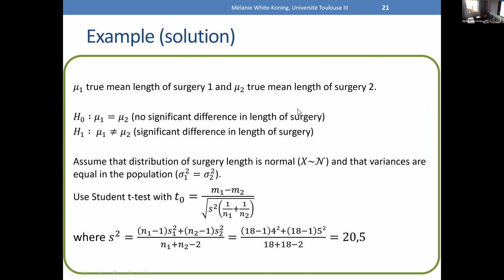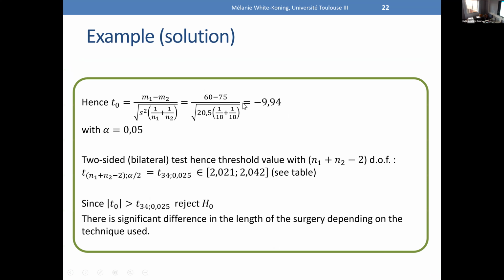First, maybe you can give us the value of S squared. So S squared is 20.5. Okay, so you calculate the common variance using this formula: size of the sample minus 1 times that variance, etc. Please note again that N1 and N2 do not have to be equal. They can be different. Here, N1 is equal to N2, but we could have different size groups. It works also. So 20.5, and then you are right, Zaina. The value is minus 9.94.